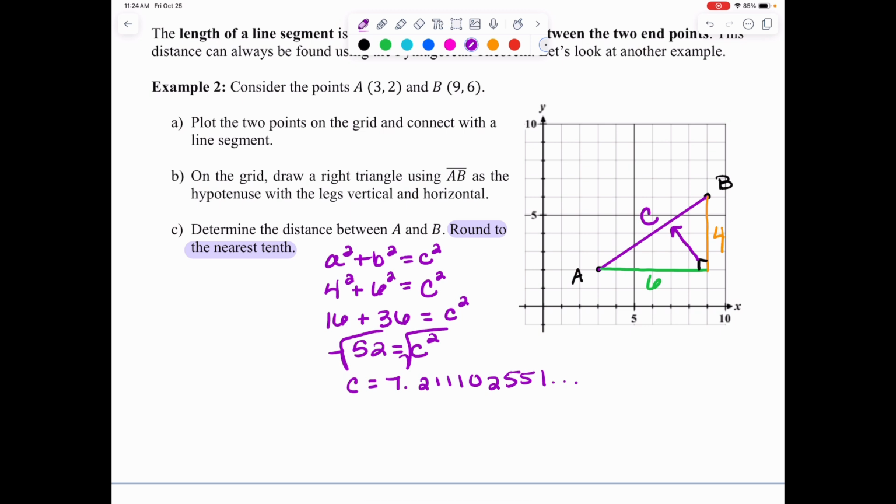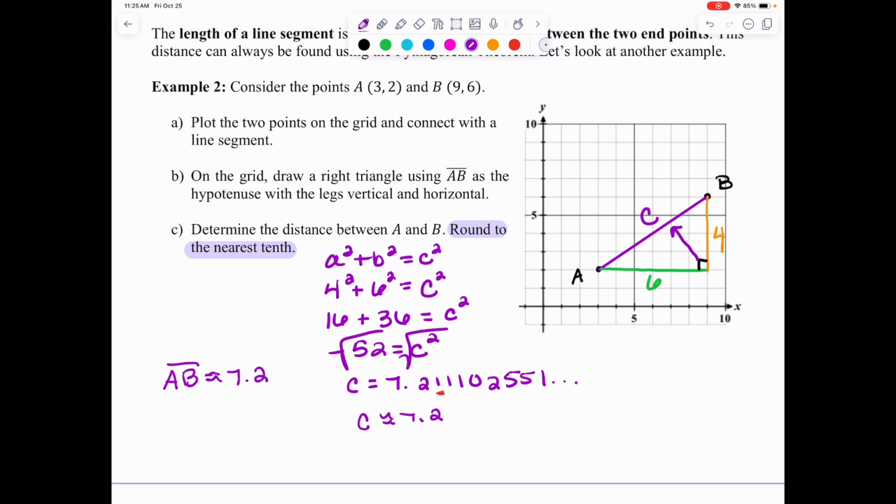So you can tell that's an irrational number, right? It's going to go on forever and never repeat. So that's why they want us to round this to the nearest tenth. So we'll take a look at the hundredths place. And since it's a 1, that's not enough to bump up my tenths place. So my final answer is going to be C is approximately 7.2. So that tells me that my distance from A to B is approximately 7.2 units.